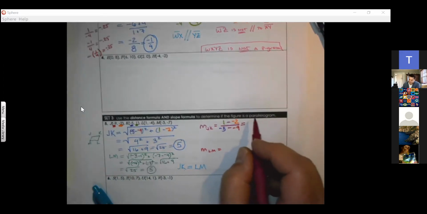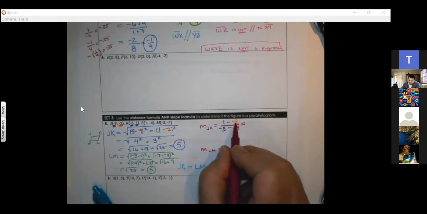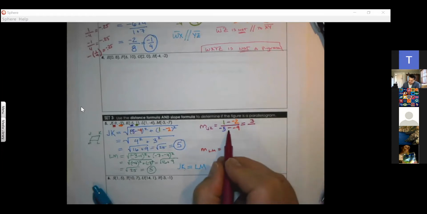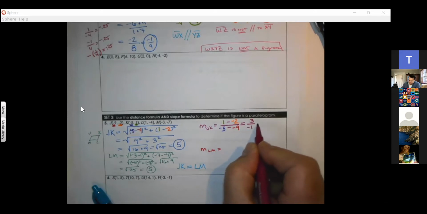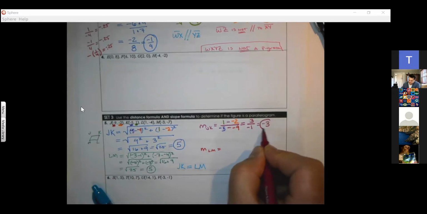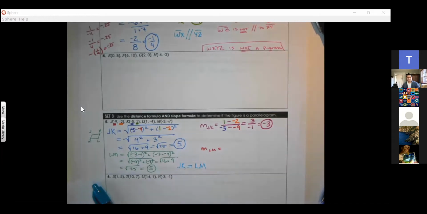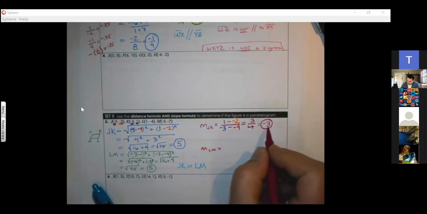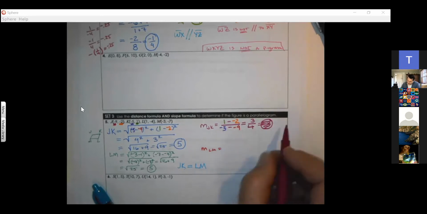And again, this is just the integer operations here. So use a calculator if you want, or change that to positive and you get 3. And this makes this positive, so negative 5 plus 4 is negative 1, which means overall it's negative 3. No, it doesn't. I totally did that wrong, didn't I? Negative 5 plus 9 is positive 4. And so it's going to come out to be 3 over 4.